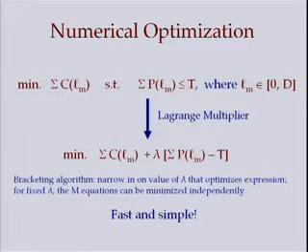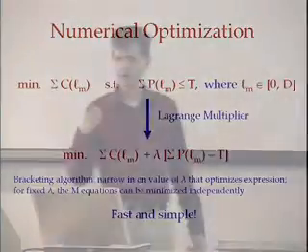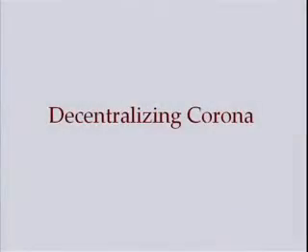So the takeaway here is that this is fast and simple, and it's near optimal. We've shown that this algorithm comes within one channel per node of the optimal solution. So by running this periodically, we can adapt to changing workloads in our system. So the question is, how do we do this in a decentralized manner?